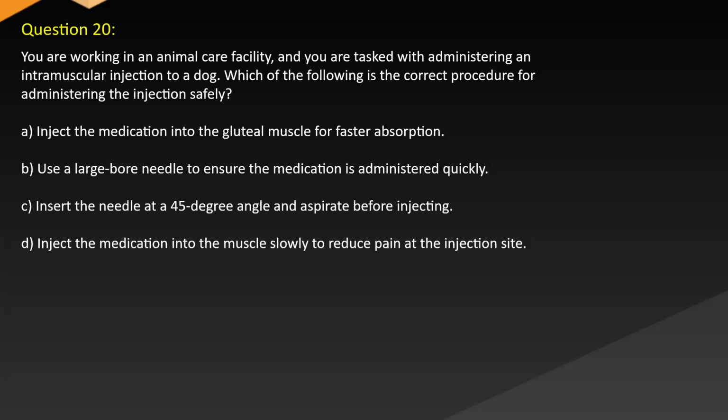Question 20. You are working in an animal care facility and you are tasked with administering an intramuscular injection to a dog. Which of the following is the correct procedure for administering the injection safely? A. Inject the medication into the gluteal muscle for faster absorption. B. Use a large bore needle to ensure the medication is administered quickly. C. Insert the needle at a 45-degree angle and aspirate before injecting. D. Inject the medication into the muscle slowly to reduce pain at the injection site.